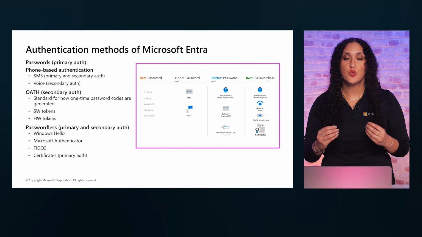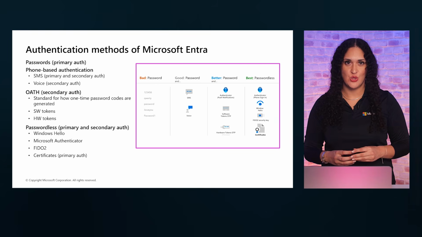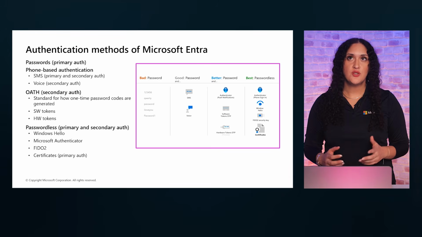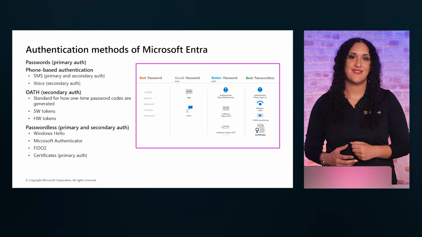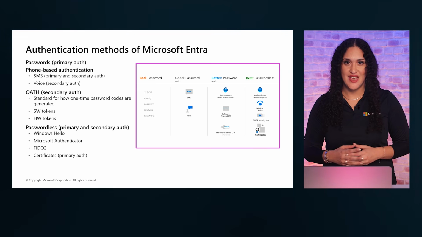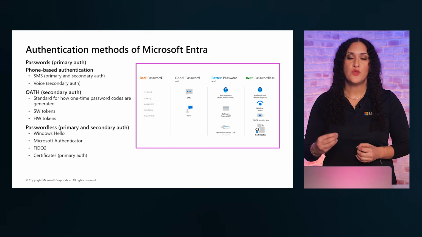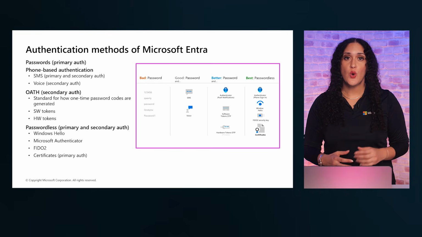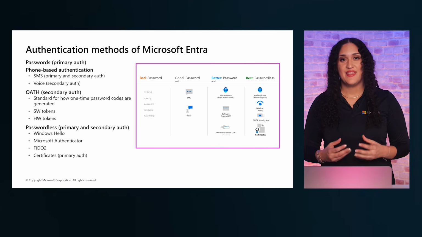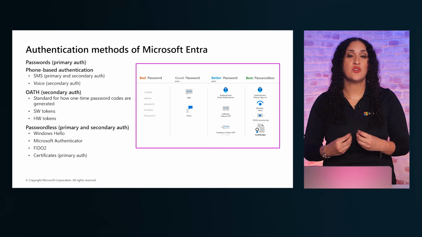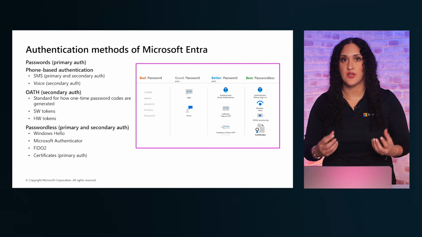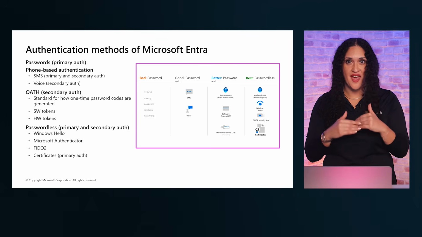Microsoft Entra also strongly promotes passwordless authentication, which removes passwords from the sign-in experience altogether. Options such as Windows Hello for Business, the Microsoft Authenticator app, FIDO2 security keys, and certificate-based authentication allow users to sign in using biometrics, secure devices, or cryptographic credentials instead of something they need to remember. These methods work by providing possession of a trusted device or certificate, and, in some cases, something like user biometrics, like a fingerprint or a face scan.